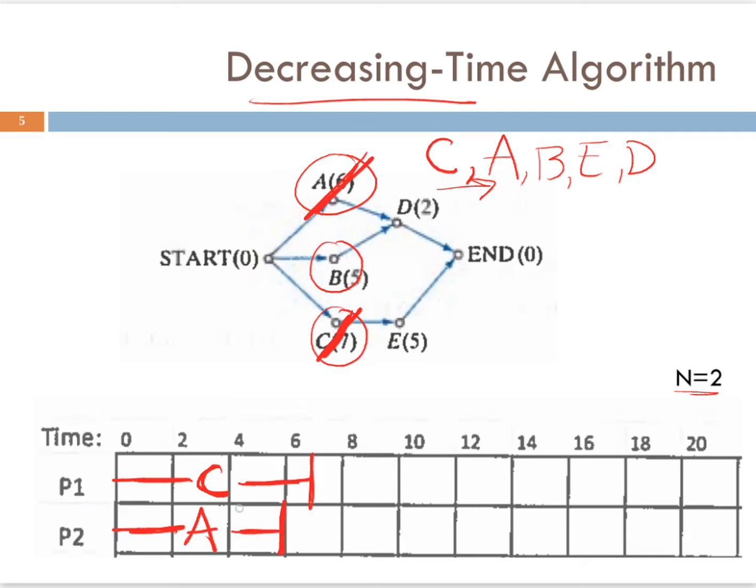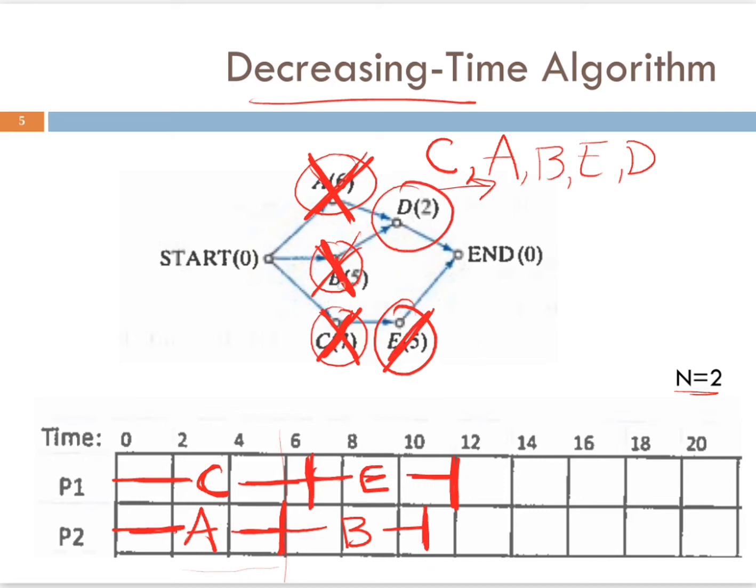All right, now we're going to move along and we finish A. Well, we can't circle D yet, so the only thing that's left is B. So we're going to go ahead and start working on B, which is 5 units of time long. Now we move along and we finish C. We can circle E. So we're going to write E here, which is also 5 units of time. We start working on E and we move along and we finish B. When we finish B, we can now circle D because we finished A and B, and we can put D right here. D is 2 units long.